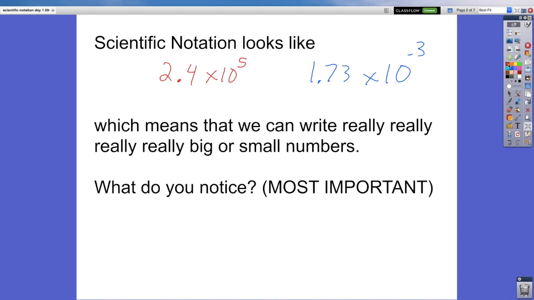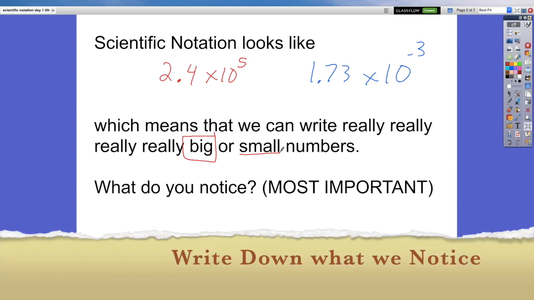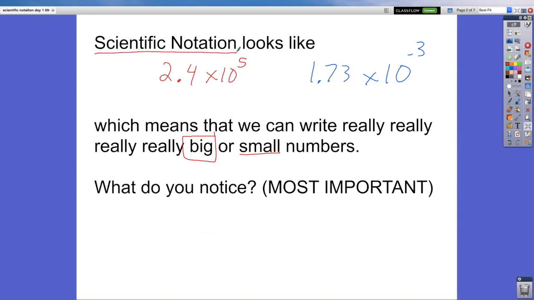Now, what it means is that we can write really big numbers or really small numbers. Now, today we're just going to work with really big numbers. Tomorrow we'll work with really small numbers. Now, what are some things that you notice? This is the most important thing, and I want you to write this down. So put scientific notation, and then we're going to put what do we notice below it.